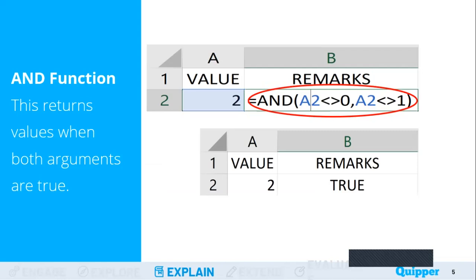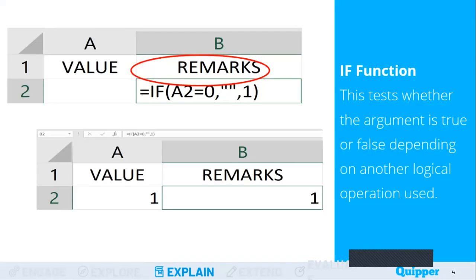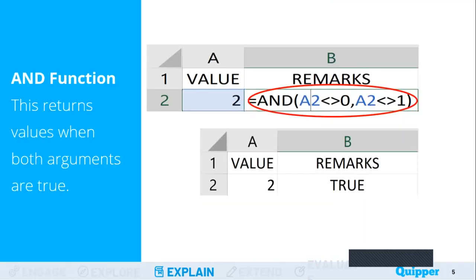So we also have AND function. Ang AND function class, this returns values when both arguments are true. So mugamit lang kag AND nga function kung true ang yang arguments, both true. Okay? Di parehani nga sa IF function pwede siya true, pwede false. Ang AND function is dapat true gyud yang both arguments. Gamiton siya ang AND.